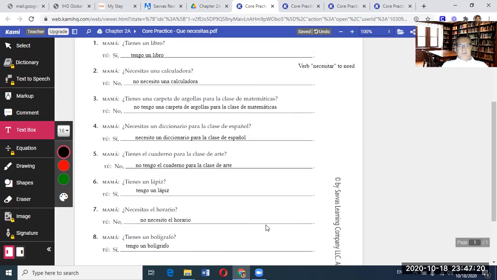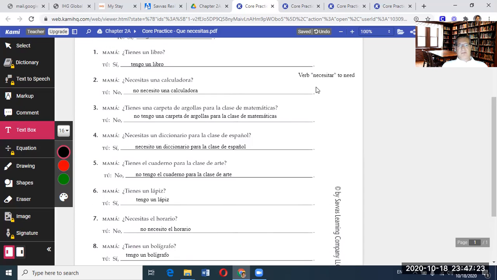Again, I'm going to put on the screen from 1 to 8. Make sure you have them all. Do you have a book? Yes, I have a book. Do you need a calculator? No, I do not need a calculator. Do you have a ring folder for math class? No, I do not have a ring folder for math class. Do you need a dictionary for Spanish class? Yes, I need a dictionary for Spanish class. Do you have a notebook for art class? No, I do not have a notebook for art class.